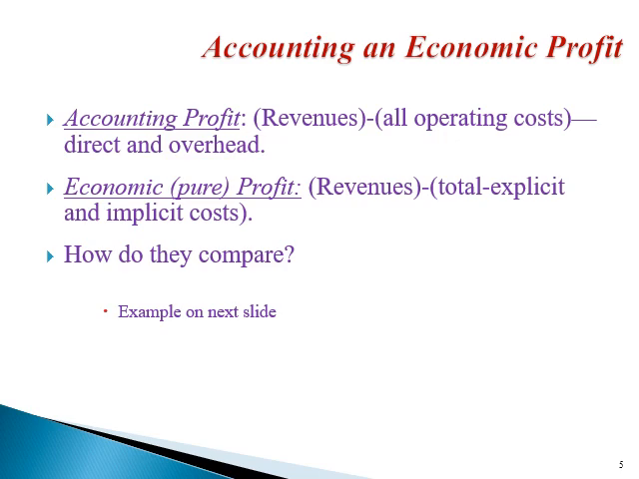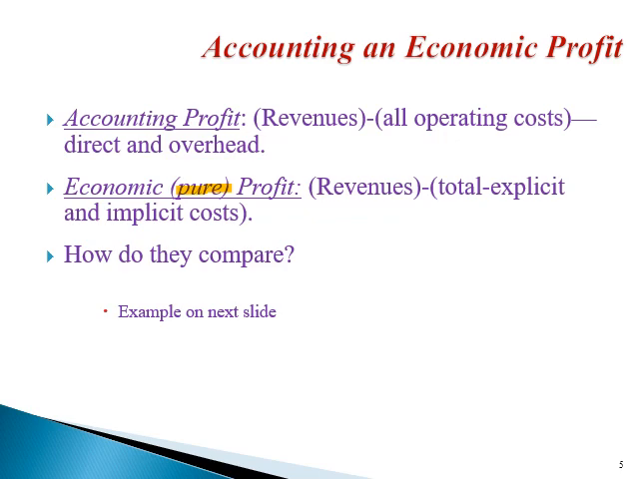Economic profit, sometimes we call it pure profit, and sometimes we call it rent. It is sometimes used to indicate economic profit. It is revenues minus total costs, fixed and variable. And when we talk about fixed and variable here, implicit cost or opportunity cost is included in the story. So in general, as it says here, how do they compare?